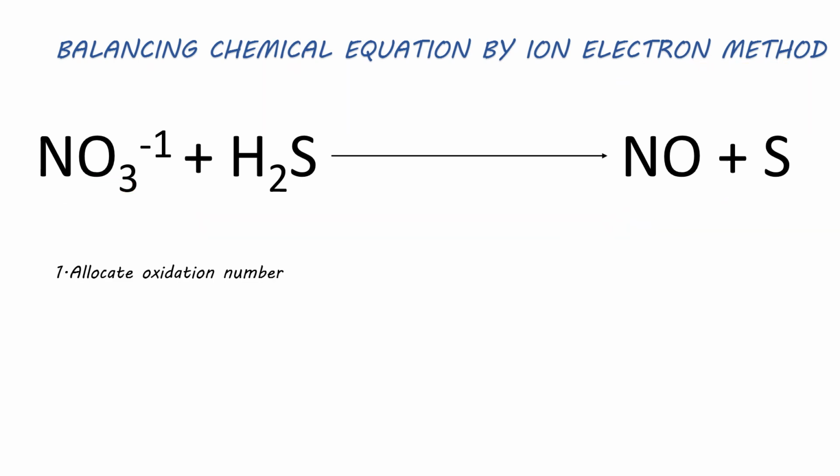The first step to balance the equation is to allocate the oxidation numbers. We're going to allocate an oxidation number to each and every atom. First, keep in mind that every compound or element is neutral in nature, so we have to make each and every compound neutral. So let's get started with NO3. First, we know that the oxidation number of oxygen is -2. Now keep that in mind.